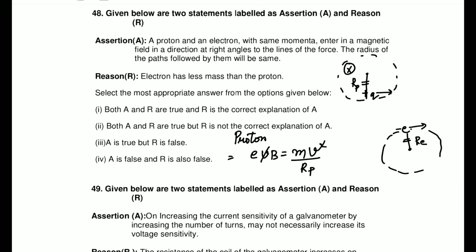Yes or no? So this v and v will cancel out, and you will get e times B is actually equal to mv upon the radius of the proton, right? Or you can write the radius of the proton is actually equal to mv upon eB, right? Where m times v is actually the momentum of your proton. Yes or no? I hope you guys can understand. This is actually the momentum of your proton. Let me write it p_p, right?